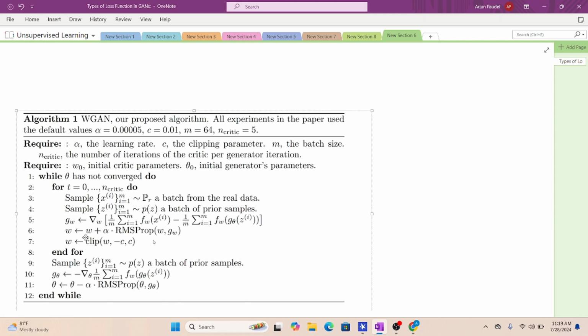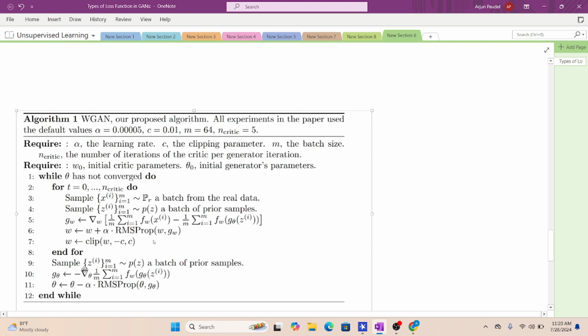Why is Lipschitz continuity necessary? Because it allows us to get better training stability, and it solves problems like mode collapse, as we have discussed. There are other benefits also. After that, we sample the noise from the prior, and this is the time for generator training. So we pass only the noise, not real data. We pass the generated samples through the discriminator, and we don't update the weights of the discriminator, but update the weights of the generator, theta.